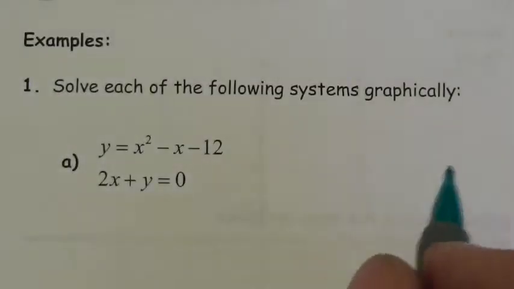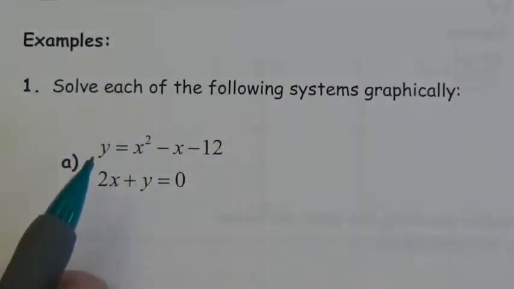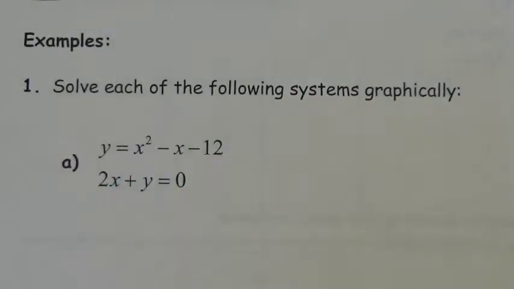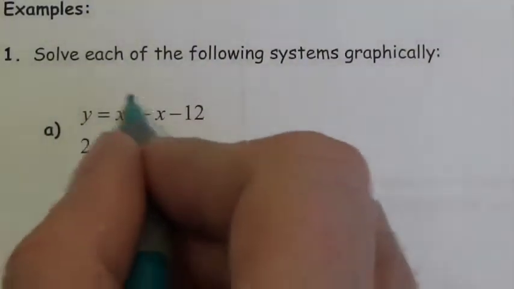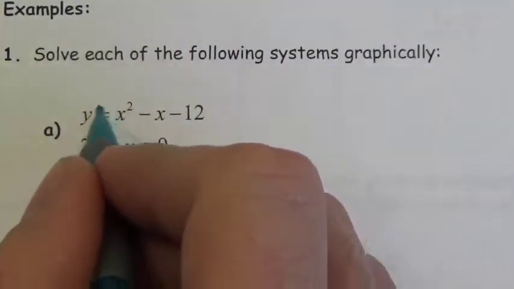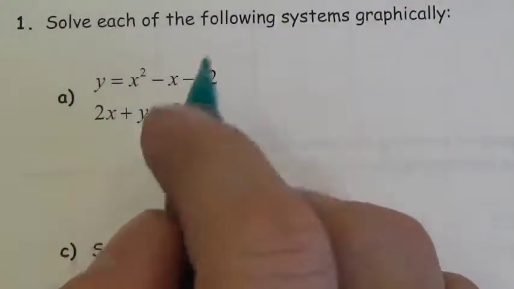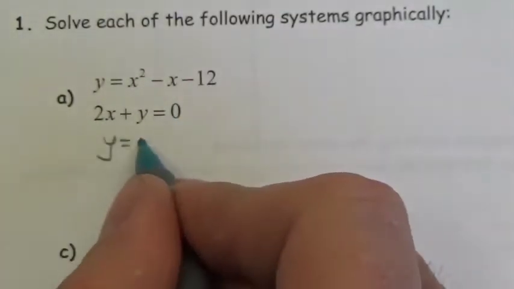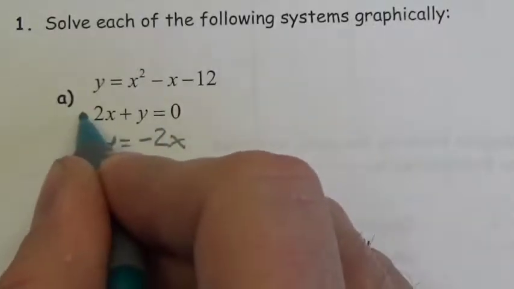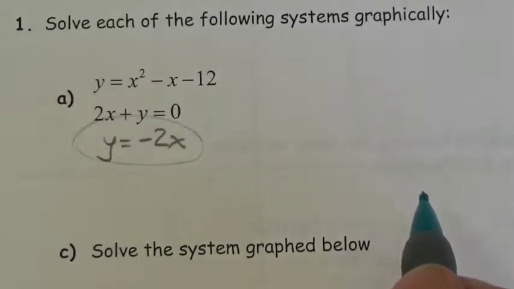All right, so here we're going to solve a couple of systems graphically, so that means using the calculator. Take a look at what we've got here. y is equal to x squared minus x minus 12, and 2x plus y is equal to 0. This first one is okay because it's y equals. When you plug something into the calculator, I need it to be y equals. So for equation 2, I need to bring that 2x term over, so I'm going to subtract 2x from both sides. So here's the second equation I'm going to enter in.